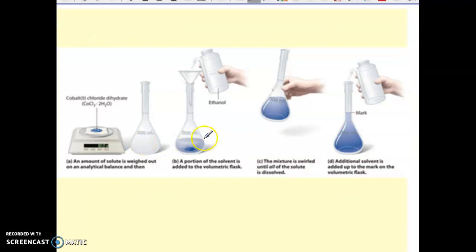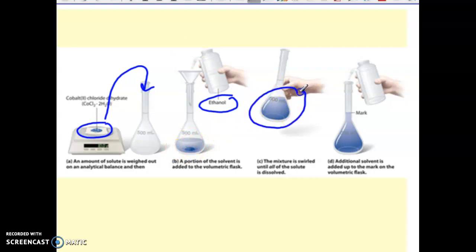Here's the process. You measure the amount of solute and put it inside the volumetric flask. In this case, the solvent they're using is ethanol. Most of the time, if you're making an aqueous solution, it's going to be water, but the solvent here is something different. You put solvent in and stir until it's fully dissolved. Once it's fully dissolved, you add enough solvent to the mark, put the cap on that comes with the flask, and mix the solution so that it's fully ready to go.